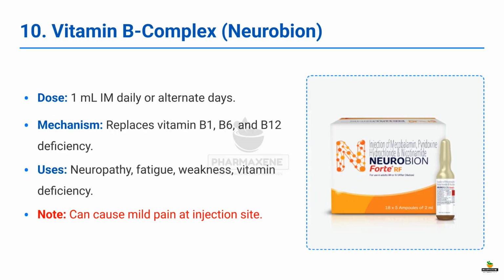Vitamin B complex, such as Neurobion, is administered as 1 milliliter IM daily or on alternate days. It replaces deficiencies of vitamins B1, B6, and B12, helping with neuropathy, fatigue, weakness, and overall vitamin deficiency. It may cause mild pain at the injection site.